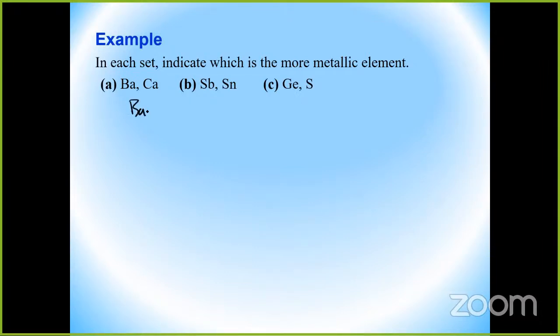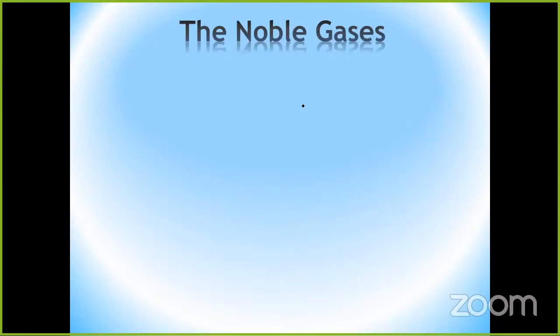Barium. Okay, very good. Antimony and tin, which one is more metallic? Tin. Germanium and sulfur, not silicon, sulfur. Germanium and sulfur, which one would you expect to be more metallic? Where's germanium? Okay. Germanium, exactly. All right. Okay, any questions about that one? Any questions? All right.